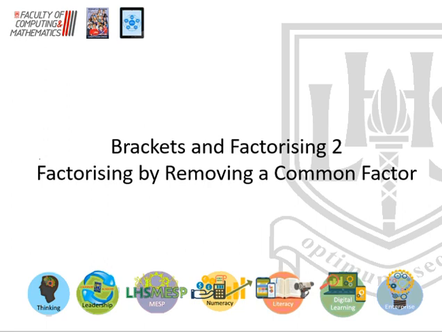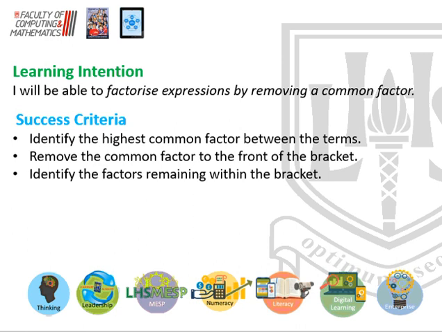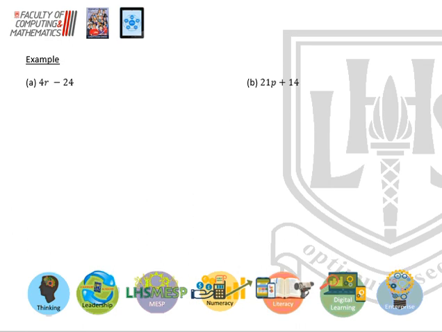Now, this is something that you will have covered to an extent in National 4, so it shouldn't be too much of a jump to get to this level. Okay, so three things you're able to do. Firstly, which is the trickiest thing, identify the highest common factor between the terms that you have there. Being able to remove that common factor to the front of the bracket, nice and easy. And then lastly, again, can be quite tricky at times, identify the factors that remain within that bracket to form the bracket there. Okay, so here we have two separate expressions to factorise.